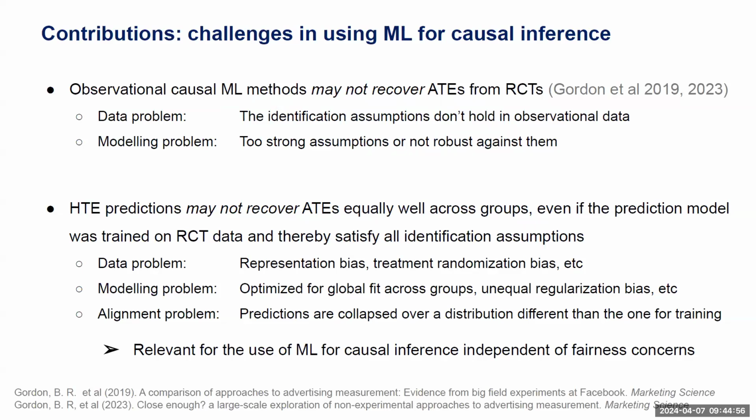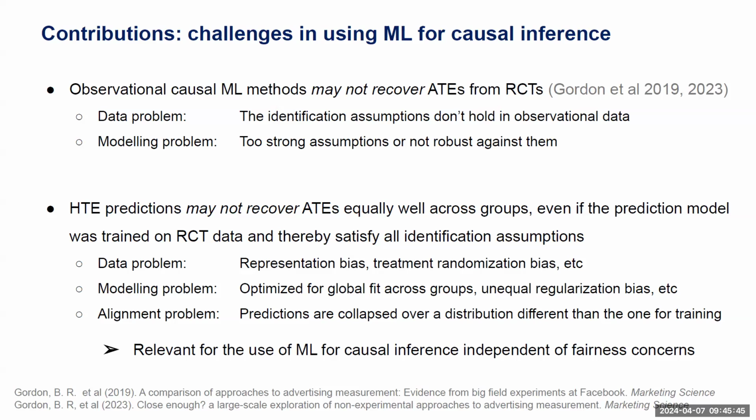So at the broad level, we know from recent research that observational causal ML methods may not recover ATEs from RCTs, right? It could be basically 2 problems. The first one could be that your identification assumptions do not hold in the observational data, right? You can't undo the selection. The second one could be a modeling problem in the sense that you need to use a model that's robust against that. What we aim to show here is that heterogeneous treatment effect predictions may not be calibrated to the average effect equally well across groups, even if the model is not observational, but instead it's actually trained on RCT data and thereby actually satisfies all causal identification assumptions. Right. That is quite an important finding, I think.